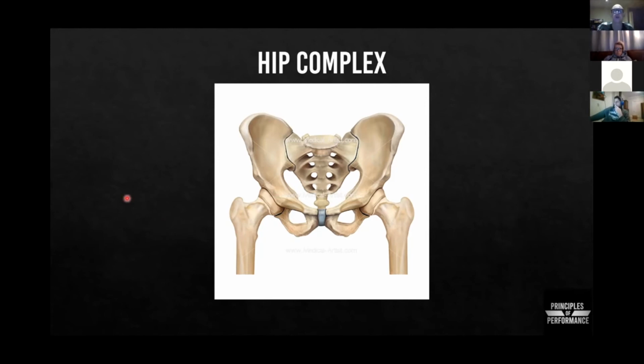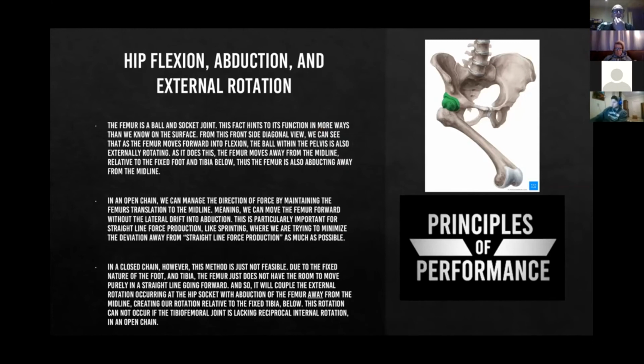So our leg bones here are what we're going to be focusing on. They're our big movers and shakers when it comes to lower body power and control of force, and they're often overlooked because this whole complex gets a little bit misrepresented. Okay, so let's look at hip flexion, abduction, and external rotation. I've coupled them together. The femur is a ball and socket joint. This fact hints to its function in more ways than we know on the surface.